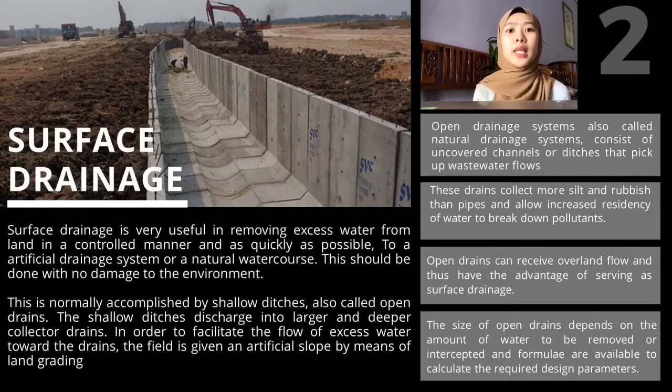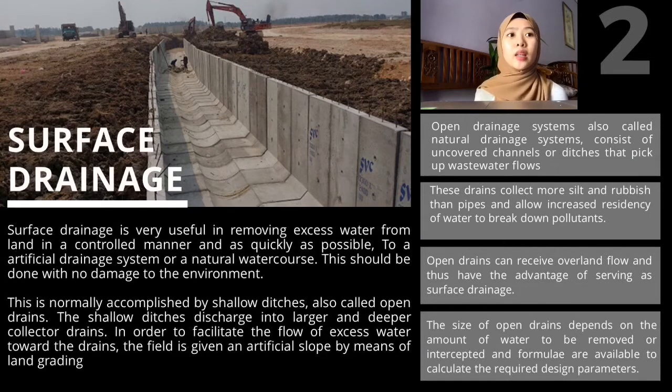This is normally accomplished by shallow ditches, also called open drains. Shallow ditches discharge into larger and deeper collector drains. In order to facilitate the flow of excess water toward the drains, the field is given an artificial slope by means of land grading. What is an open drain?